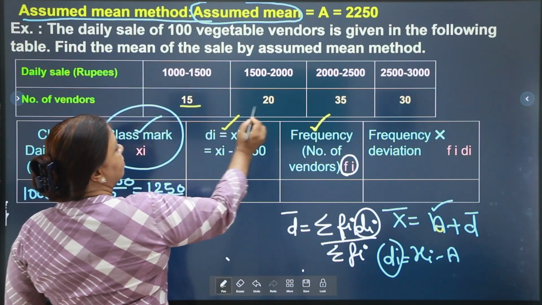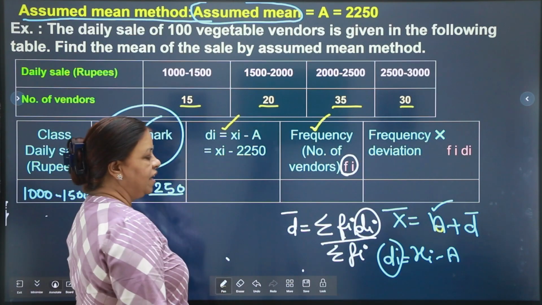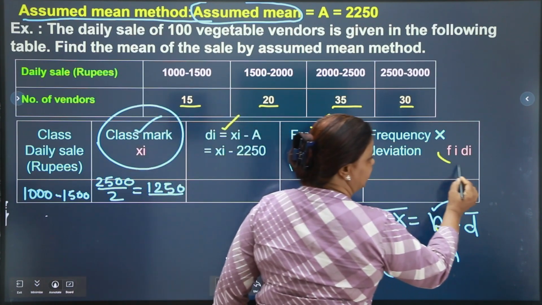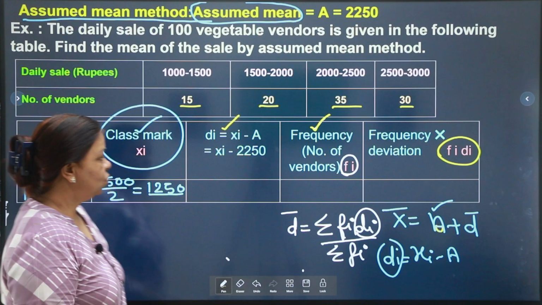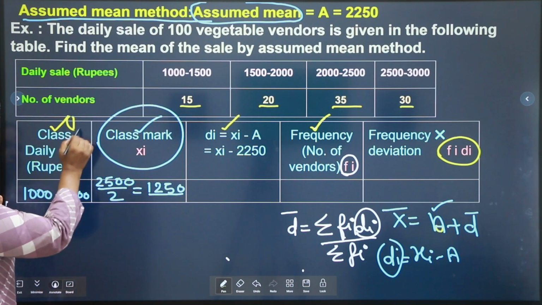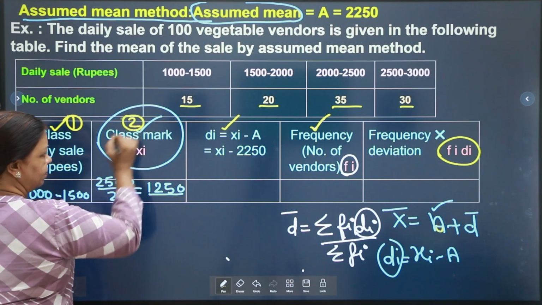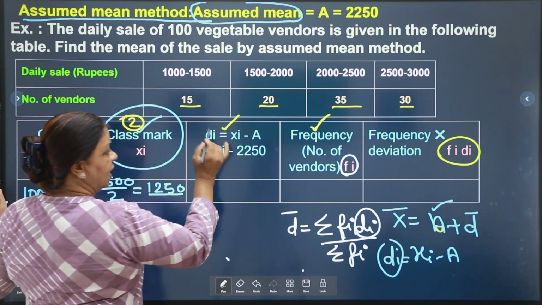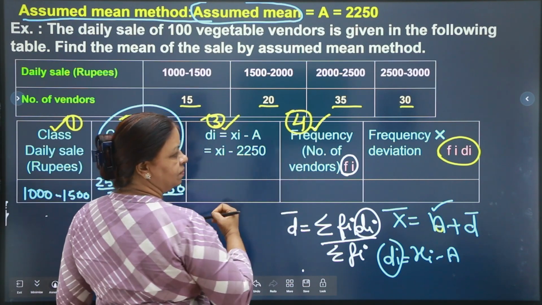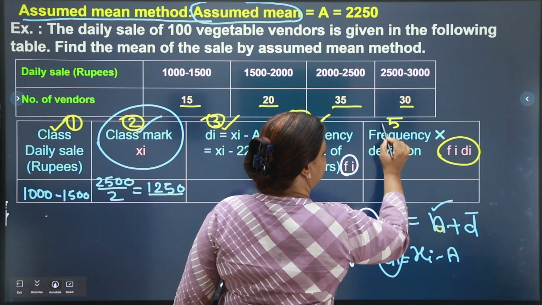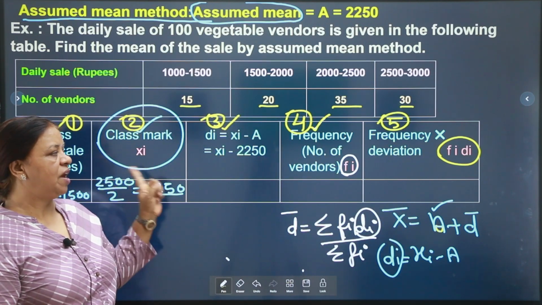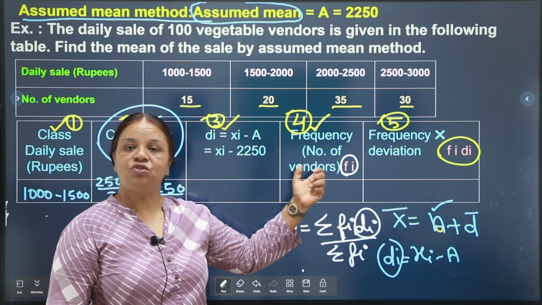Frequency is already given. Now we need to find the summation of Fi and di, so there is a column of Fi into di. In all, we have to make the first column of class, the second column of class marks, the third column di, the fourth column frequency, and the last, fifth column, Fi into di. This is the requirement of columns for finding the assumed mean.